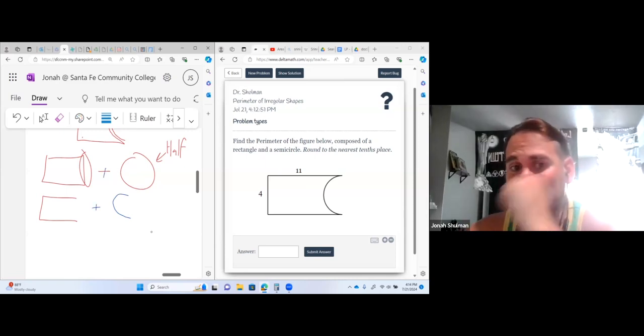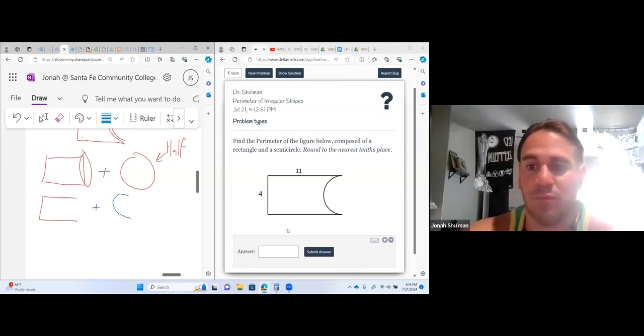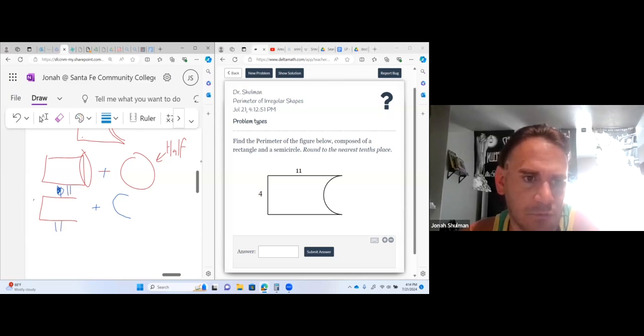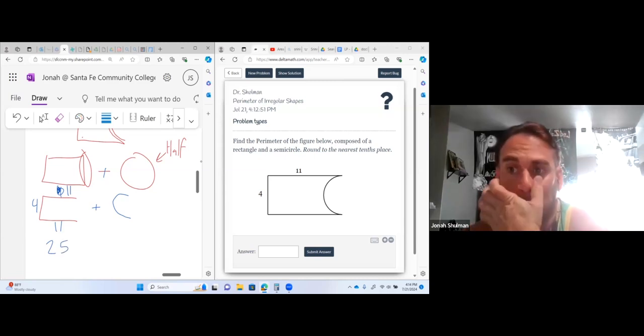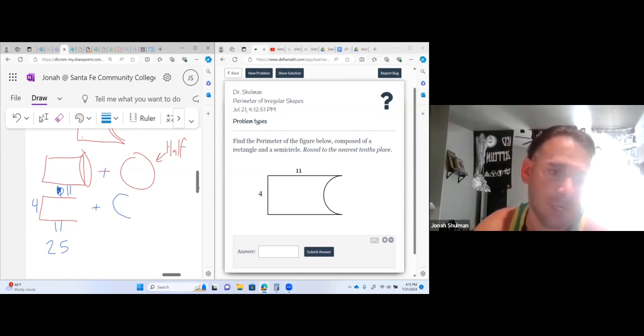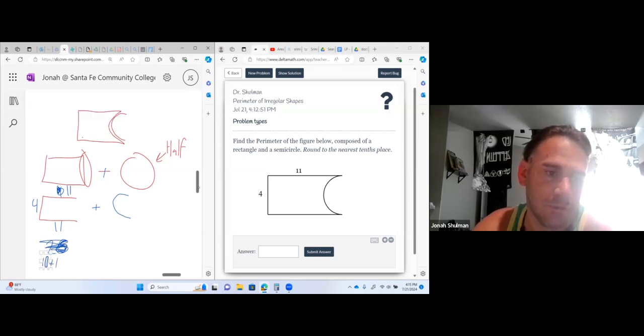Sometimes they're different. Sometimes they could put the circle on the outside. Sometimes they put a triangle here, whatever they put, but this is all you really need. So find the perimeter of it. So the perimeter is, well, we know it's 11, 11 plus 4. So we already have 25 right here, right? 11 and 11 is 22. 22 plus 4 is not 25, it's 26. Almost made a stupid mistake before I started. So that's 11 plus 11 plus 4 is 26.